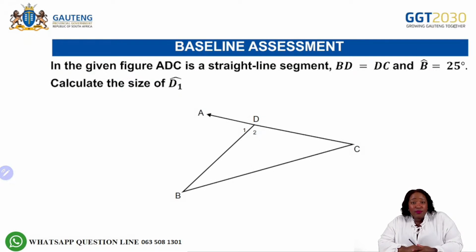Right, your baseline assessment is based on stuff we've worked on before. It says in the given figure, ADC is a straight line segment, BD is equal to DC, and angle B is equal to 25 degrees. Calculate the size of D1. I'm going to give you 3 minutes to answer this question, and then we'll discuss the solutions.